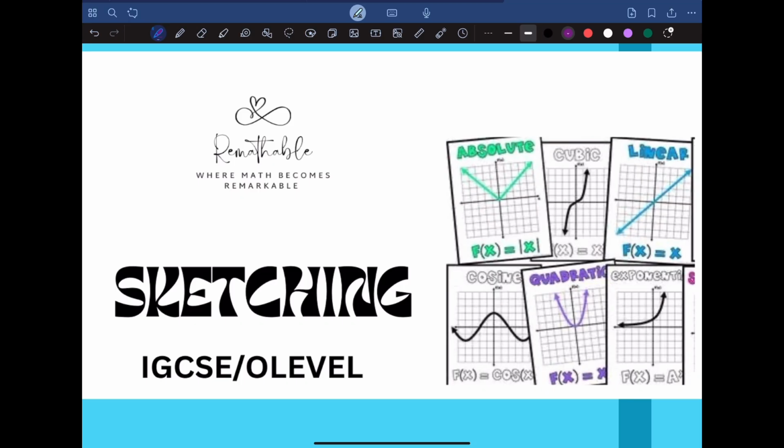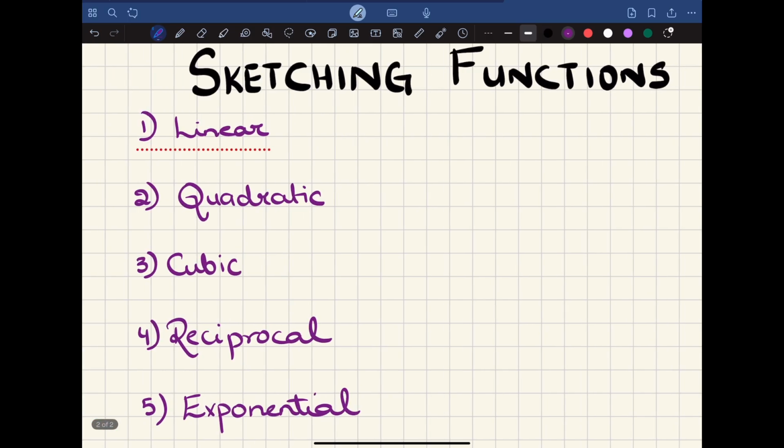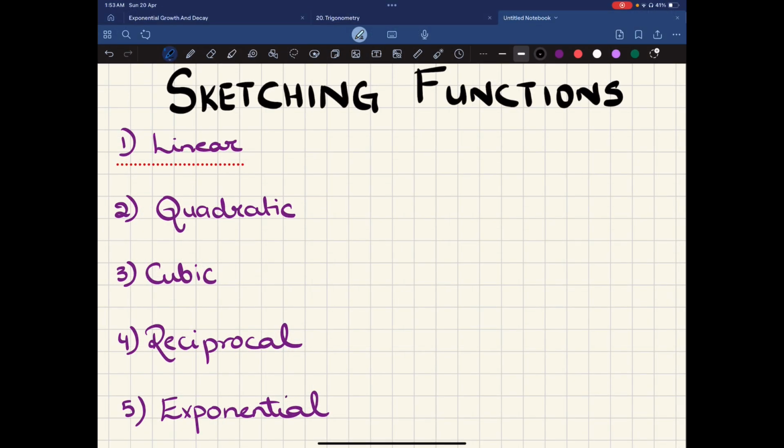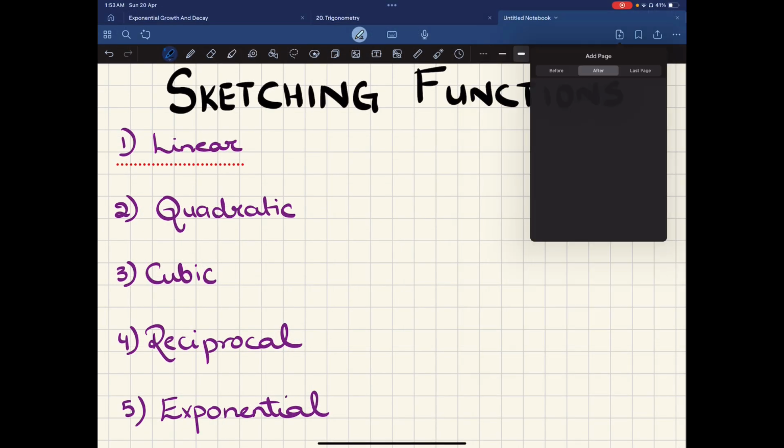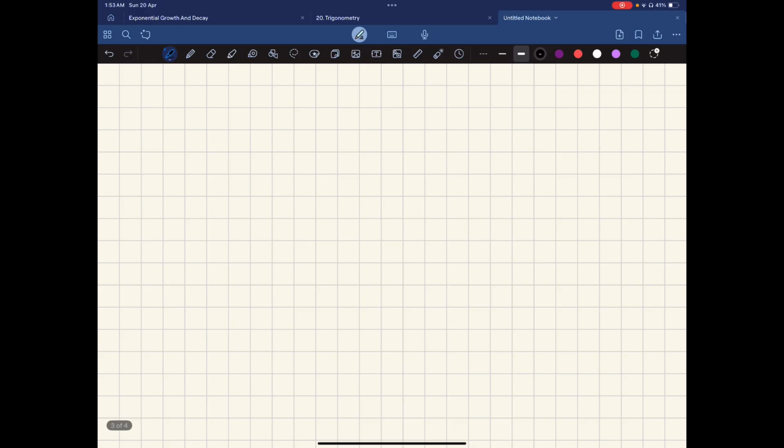Today, we're diving into the topic of sketching graphs of various functions. We'll take it step by step, tackling each type of function separately. Okay, so we'll start with linear functions, then move on to quadratic, followed by cubic, then reciprocal, and then finally exponential functions. So without further delay, let's dive right in.